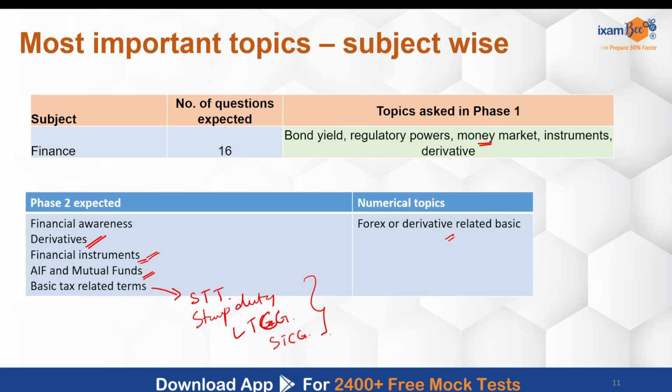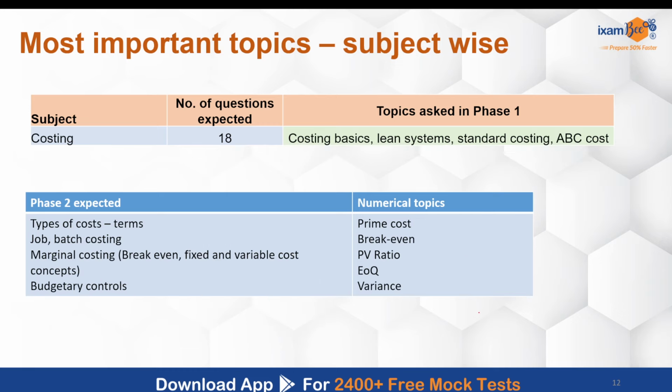Numericals, yes, there can be some numericals in terms of derivative or forex topic, not too difficult, maybe related to maintenance margin, initial margin kind of discussions when it comes to derivatives, or in case of derivatives, like if future and forex options prices are given to you and spot prices are given to you, then to calculate whether it will be a profitable position or not. So these kinds of simple numericals can be expected in phase 2 from finance.